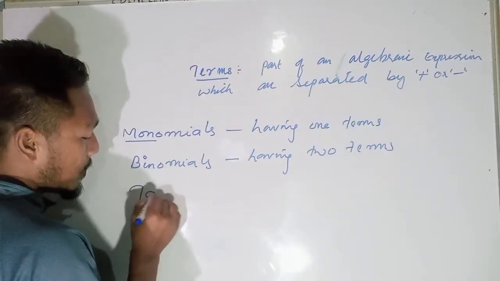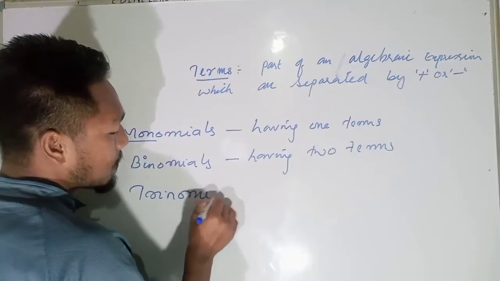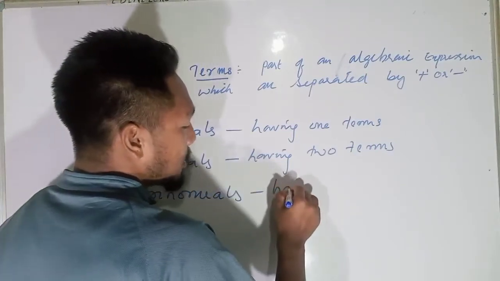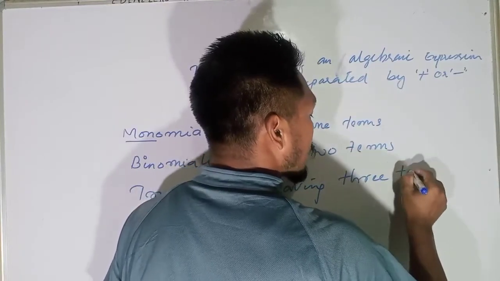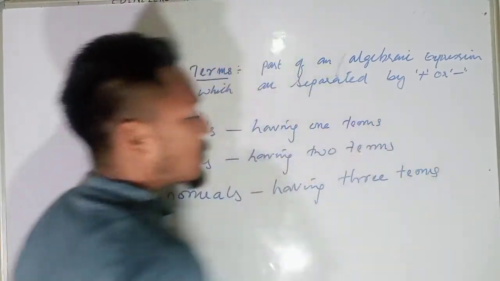Binomial. Trinomials. Okay, trinomial means what? It is separated into three terms. Having three terms, separated either by plus or minus. Okay, so having three terms.